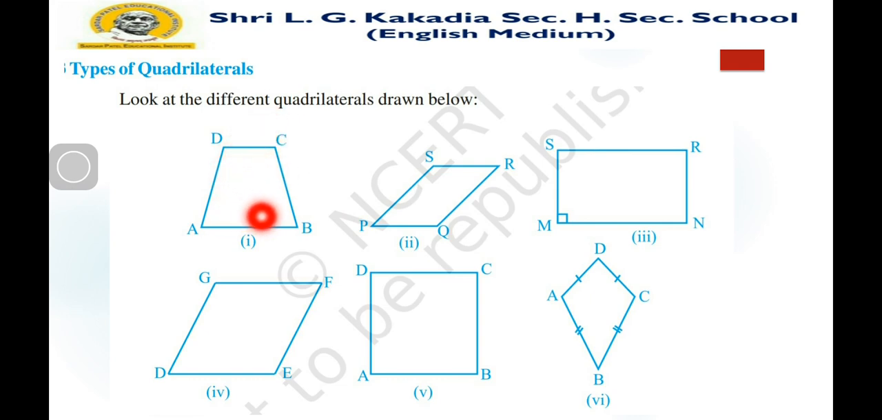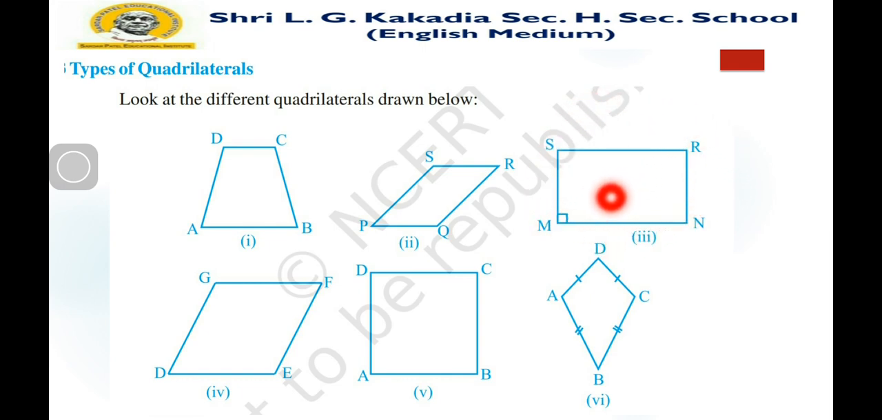In figure 2, PQ and SR are parallel, and PS and QR are also parallel. So this type of figure is known as a parallelogram. If we take a parallelogram with one angle of 90 degrees, where opposite sides are equal and parallel to each other, then it is known as a rectangle.